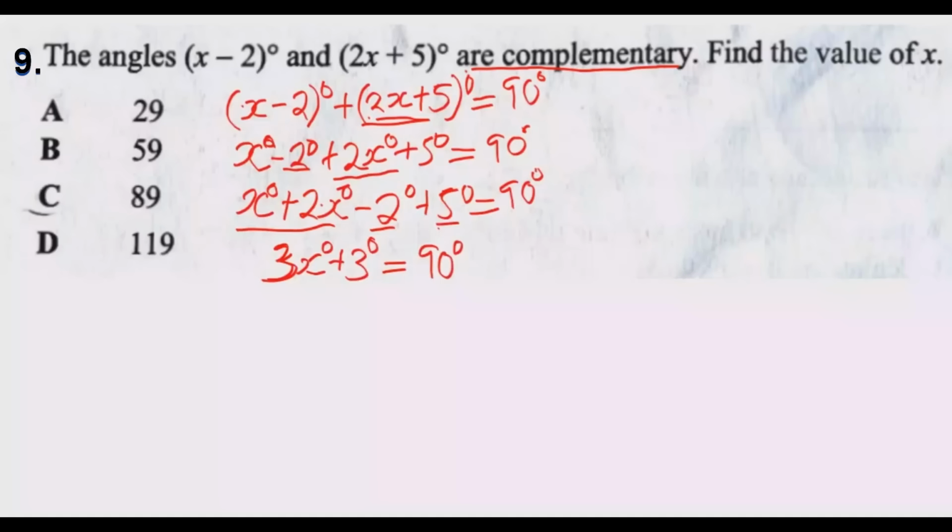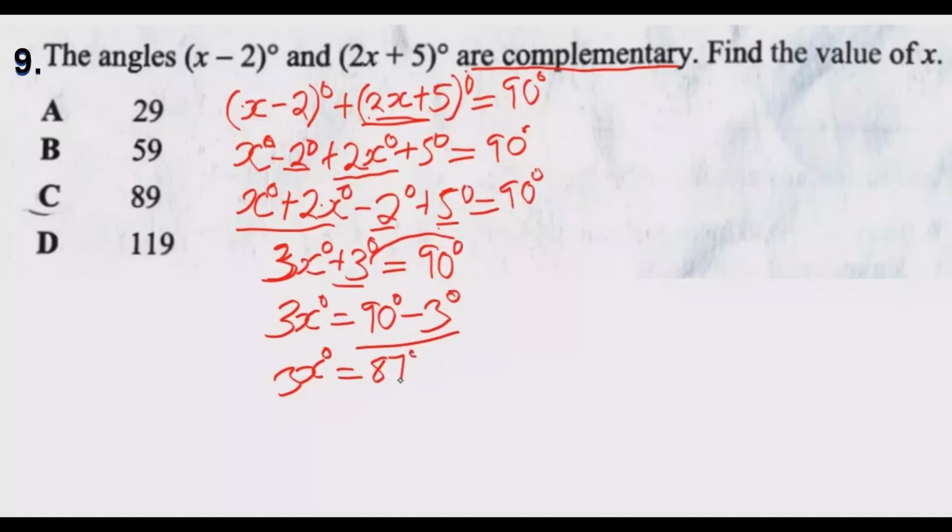So what do we do? Again, here we put like terms together. So we have 3x degrees is equal to 90 degrees. Then this 3 will cross the equal sign, will come this side. That means it will become minus 3 degrees. Then we evaluate this. So we write first 3x degrees is equal to 90 minus 3 will give us 87 degrees.